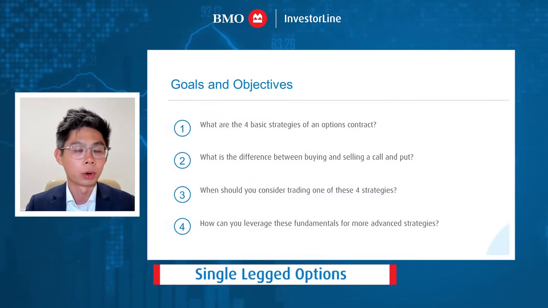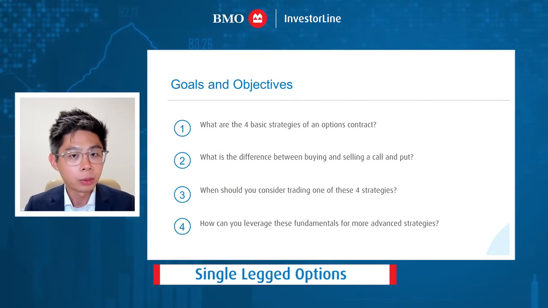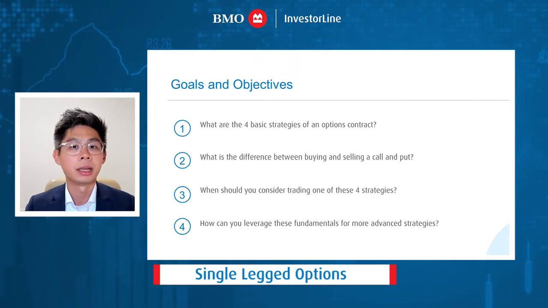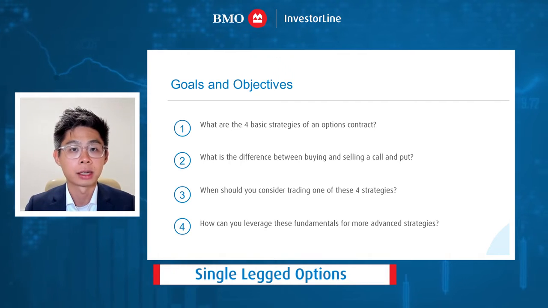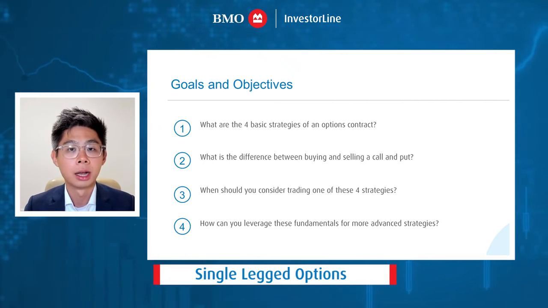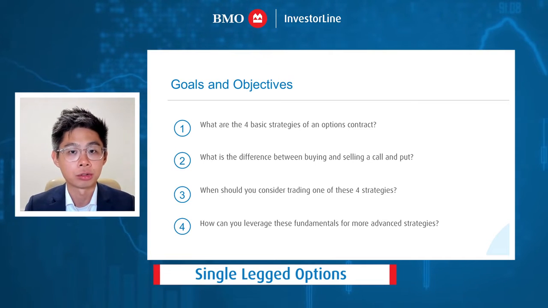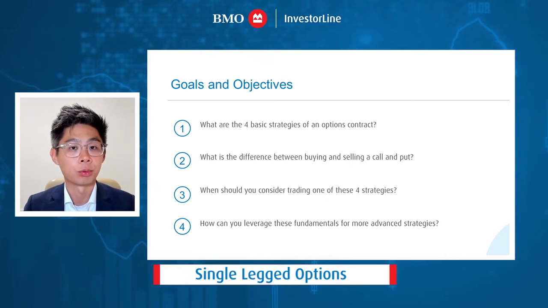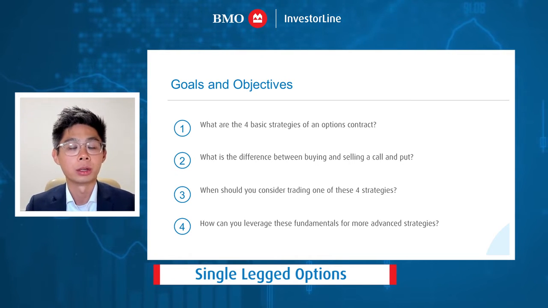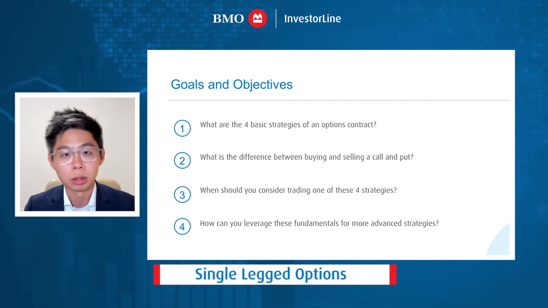So let's review what we're going to cover during today's session. First, we're going to kick off by helping you understand the 4 basic strategies of an options contract. An options contract can either be for a call or a put, and there can be a buyer or a seller for both of those contracts. So we're going to review what those contracts obligate or give you the right to do before we dive into the difference between buying and selling calls and puts.